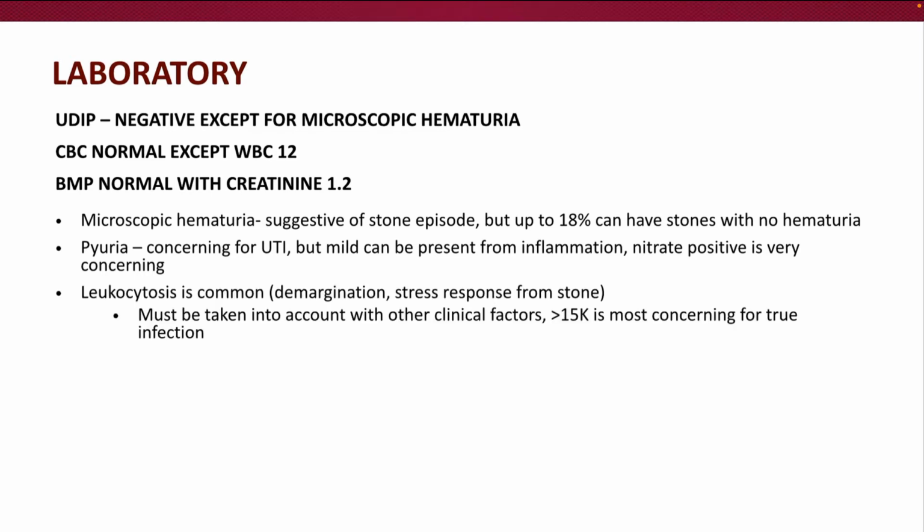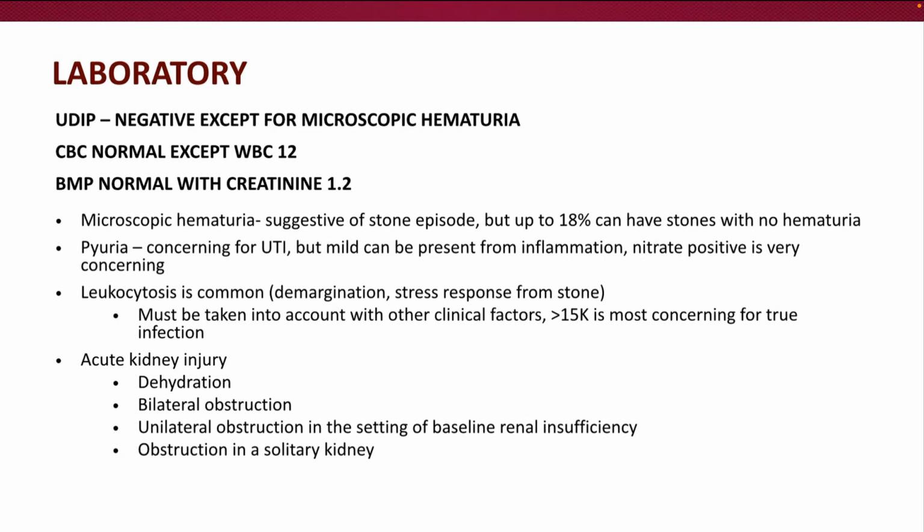Again, kind of like the pyuria, leukocytosis is common too. There's a stress response to the obstructing stone. And so a low-grade leukocytosis, like a white count of 12, we see all the time. That's kind of expected. That also doesn't concern me. But if you get up to 15 or higher, it starts to get a lot more concerning that they have a true urinary tract infection or pyelonephritis.